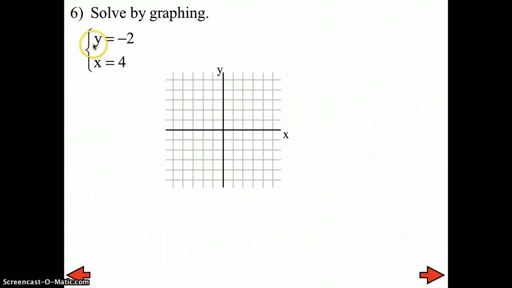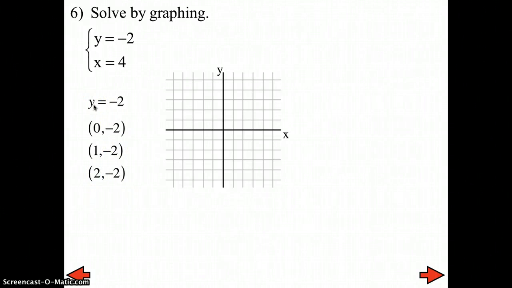What about for this system, y equals -2 and x equals 4? In this case, we're not going to have to change anything into slope-intercept form. We're just going to go ahead and graph these lines. What I like to do is I like to at least list 3 coordinates where all of my y's are -2. So I chose 0, -2, 1, -2, and 2, -2. Since the function rule was y equals -2, all of my y values were -2, which is exactly what I'm supposed to do. I'm going to go ahead and graph those 3 points, and there is my line.